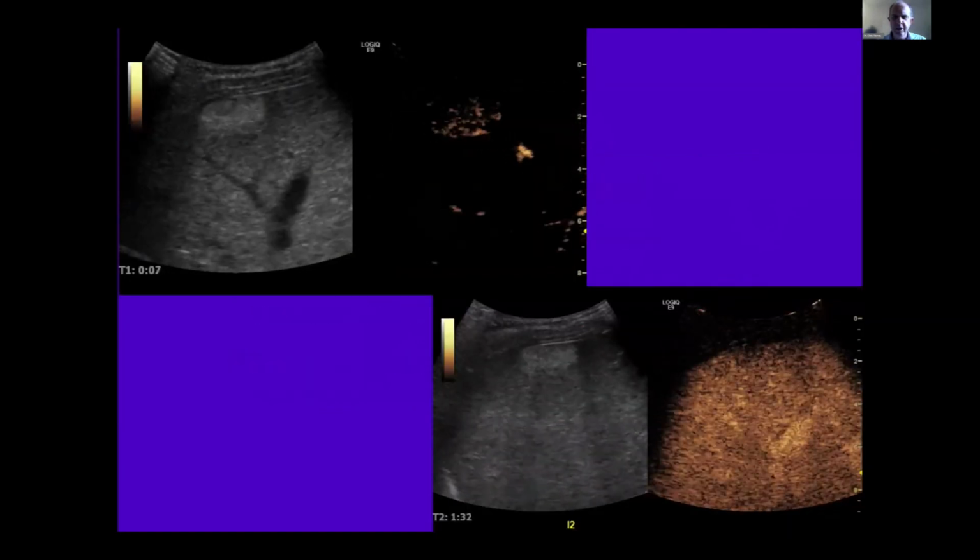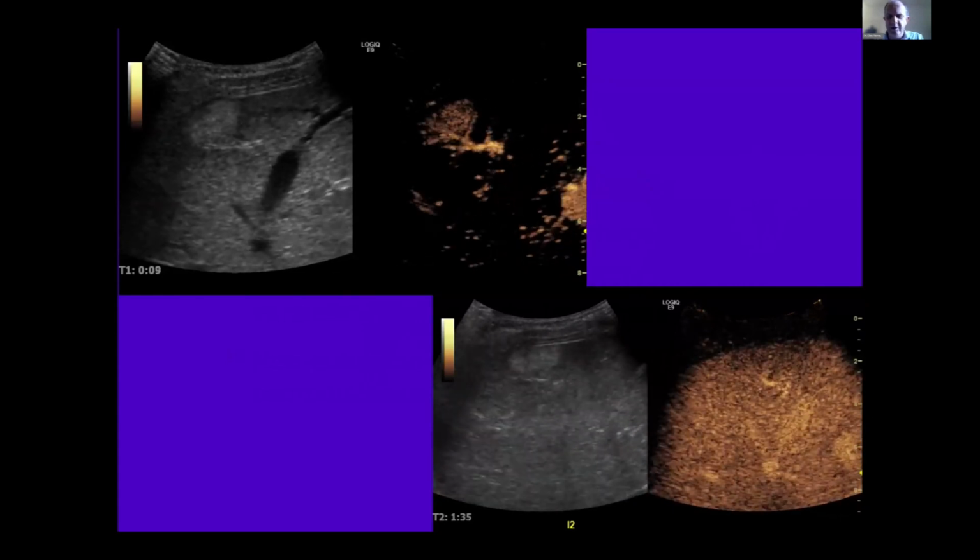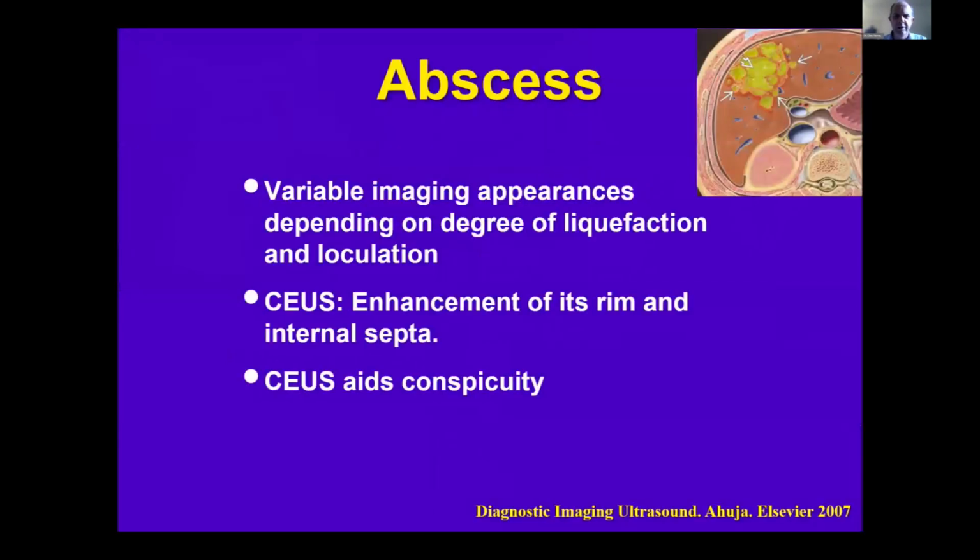So this is a benign lesion, but you'd need MR to characterize it further, usually. Abscess, you usually wouldn't come across this incidentally, but you'd be surprised when patients come in and they're sort of ill, but nobody knows what's going on. They can have variable imaging appearances due to the degree of liquefaction and loculation.